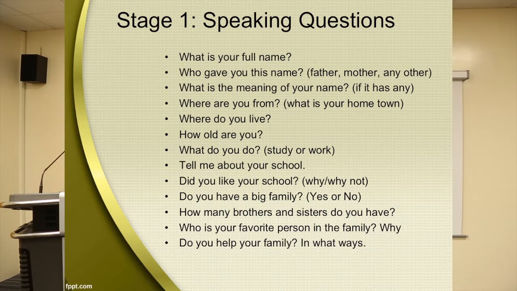Look at stage 1. First, we are given a set of speaking questions. The idea is that you should be able to ask these questions to get information about someone. Also, when you answer these questions, you are able to prepare your introduction. What are the elements that you need to prepare your introduction? And if you want to tell about someone, these are the necessary information. These questions, while asking them and answering them, will give you a fair idea of someone's introduction.